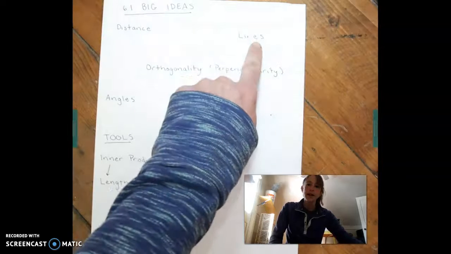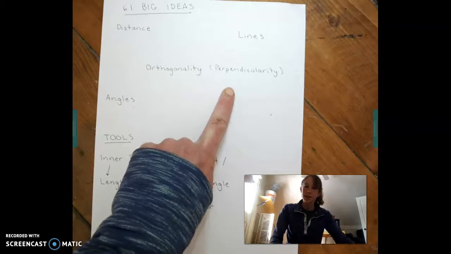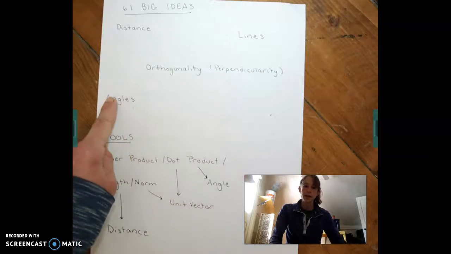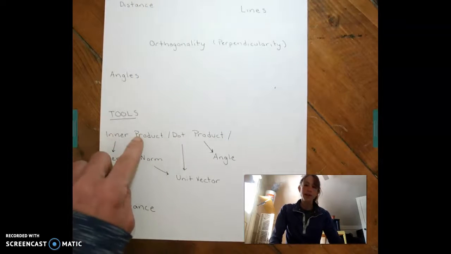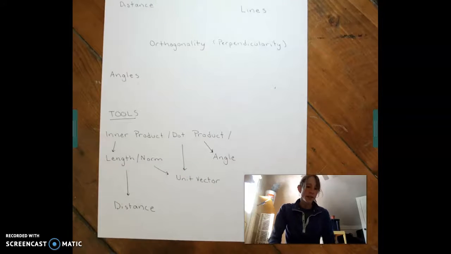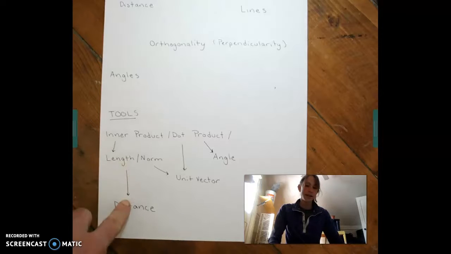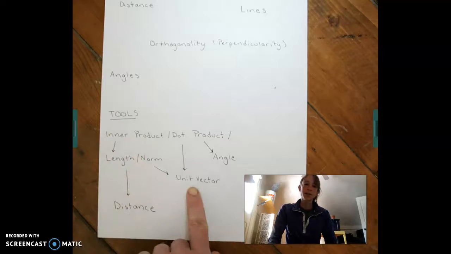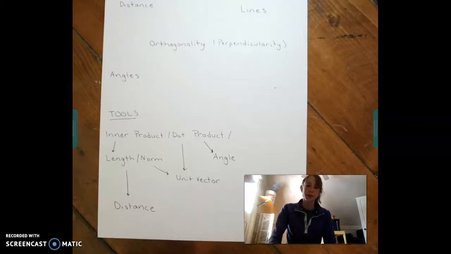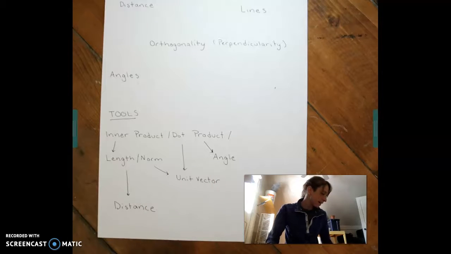Distance, lines, something called orthogonality, which is also perpendicularity, so meeting at right angles, and angles. And the tool for this is something called the inner product, also known as the dot product. So the inner product is going to give us a notion of length or norms, and it's from there we're going to get an idea of distance. Length and norm will also allow us to define something called a unit vector, which is just a vector with length 1. And also from the dot product we'll be able to define angles.